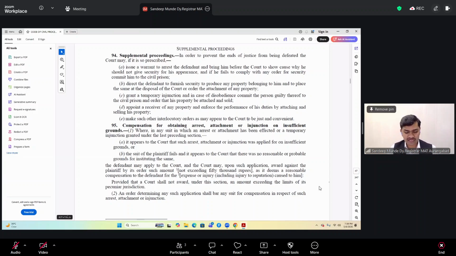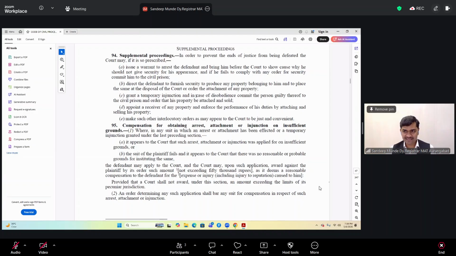Order 38 contains the provisions with regard to arrest and attachment before judgment. Only in exceptional circumstances, the court may direct the arrest of the defendant or the attachment of the property before the judgment. Then Order 39 deals with the temporary injunction and interlocutory orders. The court may pass a temporary injunction and interlocutory orders. And the last one, Order 40, deals with the appointment of a receiver for the specific purposes mentioned under Order 40. The court has the power to appoint receivers.